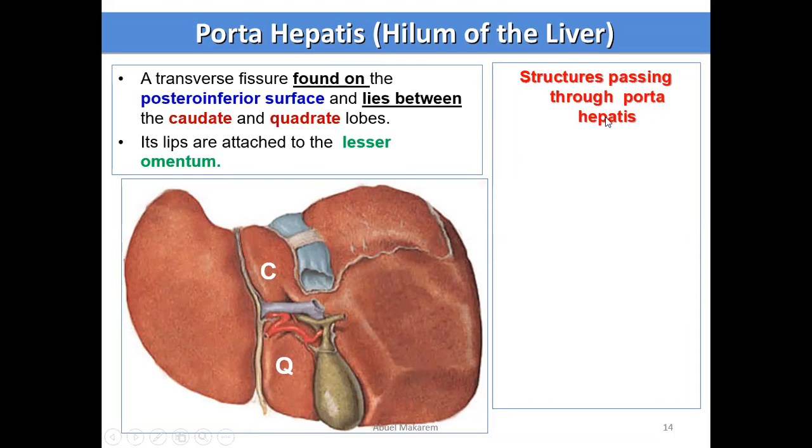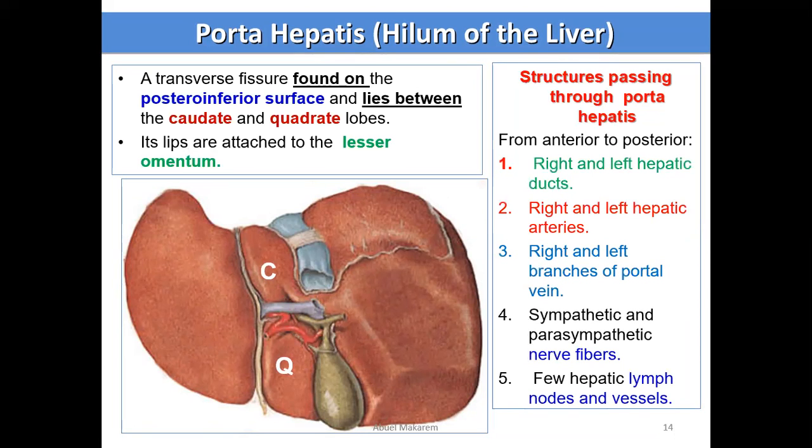Structures passing through the porta hepatis. What are the structures which enter or come out through the porta hepatis, the hilum or root of the liver? From anterior to posterior, one is the right and left hepatic ducts. If you see here, this is the right hepatic duct, coming from the right lobe, and this is the left hepatic duct, coming from the left lobe. So there are two ducts, right and left.